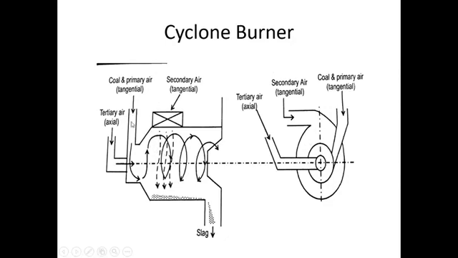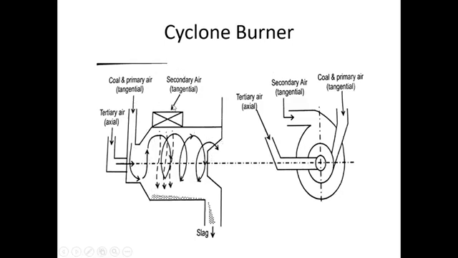And coal and primary air is supplied in the tangential direction. See here, coal and primary air is supplied in the tangential direction, just like a Francis turbine, so that it will revolve inside this cyclone burner. I mean, it will take a turn like this. Okay, so here you can see the direction. Once it is supplied, it will move in this way, like throughout the surface.